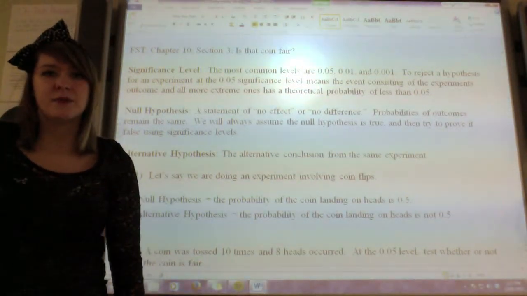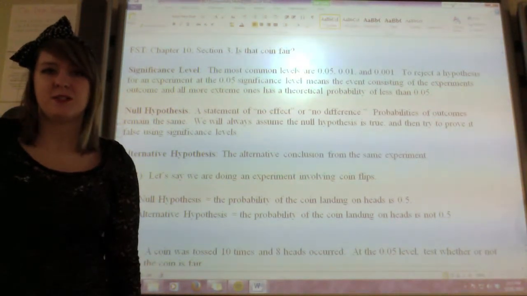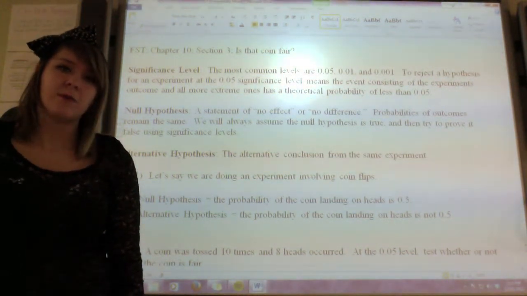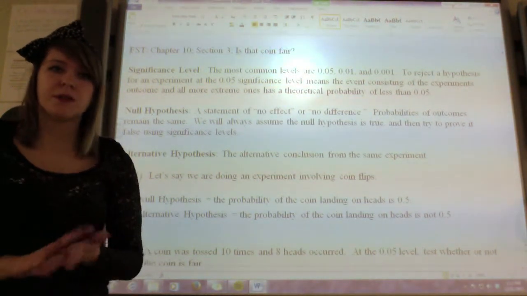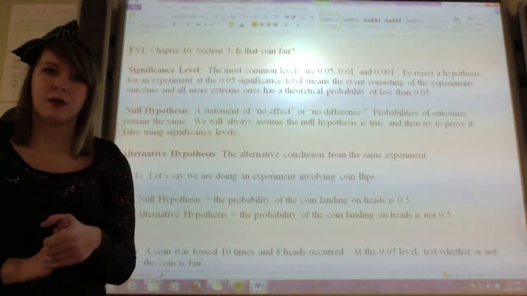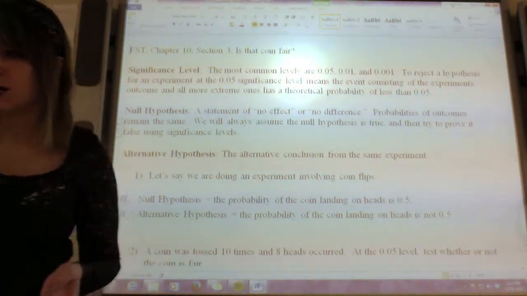Hey guys, today we're doing Chapter 10, Section 3. And I just want to warn you that this section is a little bit of a doozy, so I'm going to try to go through it really slow just to make sure that we really understand it. And I'm going to start by just reading a little bit out of the book, just to kind of give us an idea of what we're looking at here.